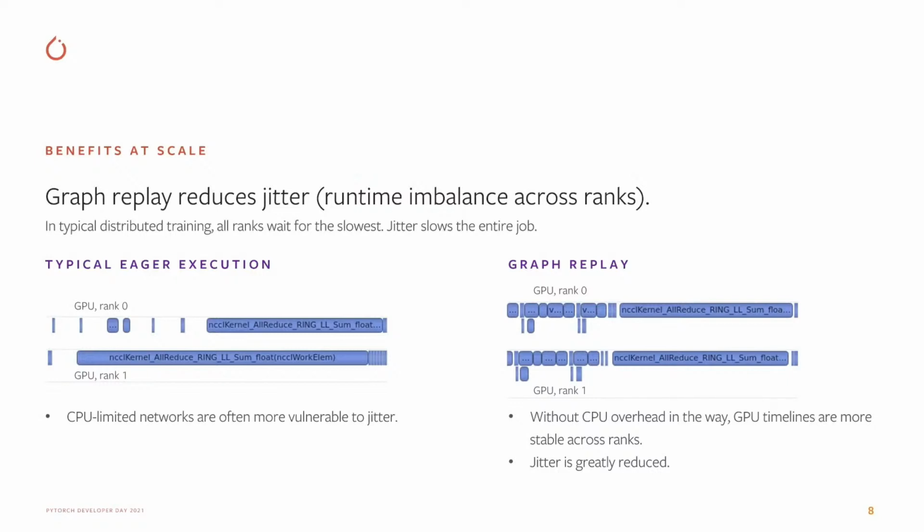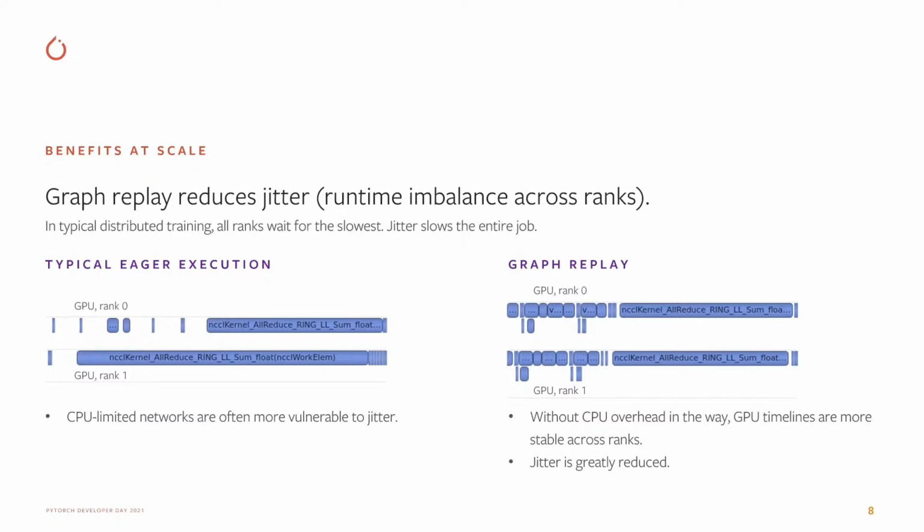Jitter is a common cause of poor scaling efficiency because collective operations like all reduces need to wait for the slowest rank. CPU overhead is a common source of jitter. CPUs are more sensitive to sources of performance non-determinism like OS scheduling, lock contention, and competition with data loading and augmentation. The left picture shows two GPU timelines of different ranks for a CPU-bound network. The timelines are not well aligned. Rank 1 runs ahead. Its allReduce begins first and must spin waiting for rank 0's allReduce.